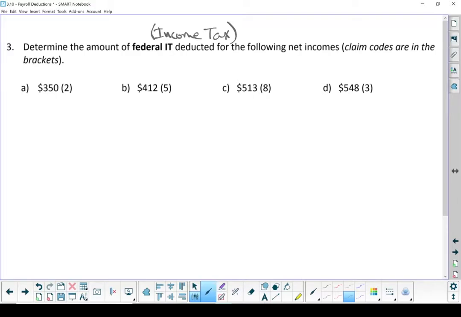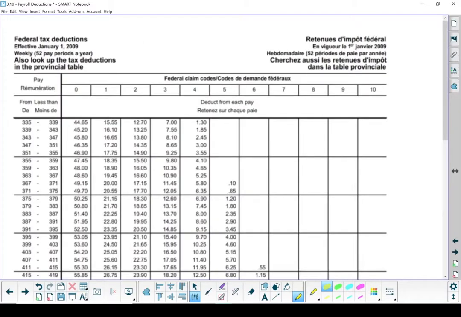Let's start with A. $350 weekly income, claim code number 2. Keep in mind you have to go to the federal income tax table, don't be going to the provincial one. All right, on the left-hand side, we've got our pay right here. This box right here is where you look for where your pay fits in. Along here, we have our claim codes. So you pick the correct claim code and you pull the number from that column. We're looking for claim code number 2, so we're going to be pulling from this column right here. Next step, let's find where our income fits in. So if we are paid $350 a week, look for $350 there.